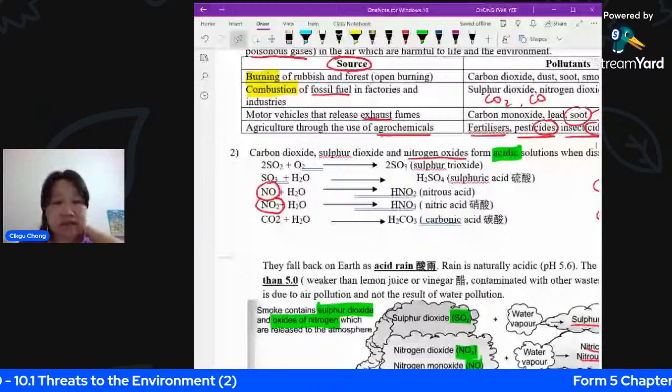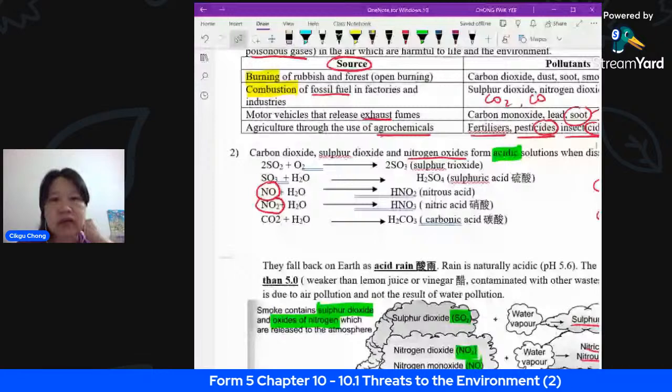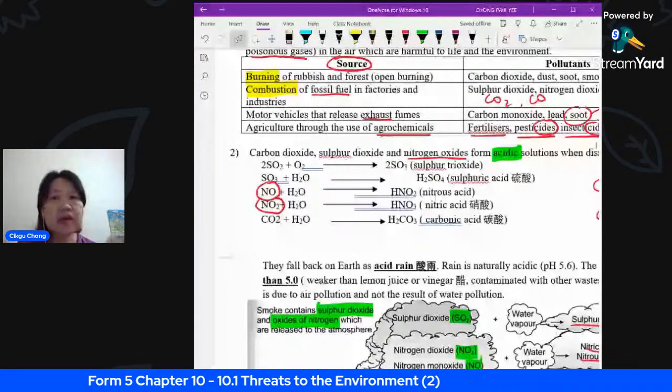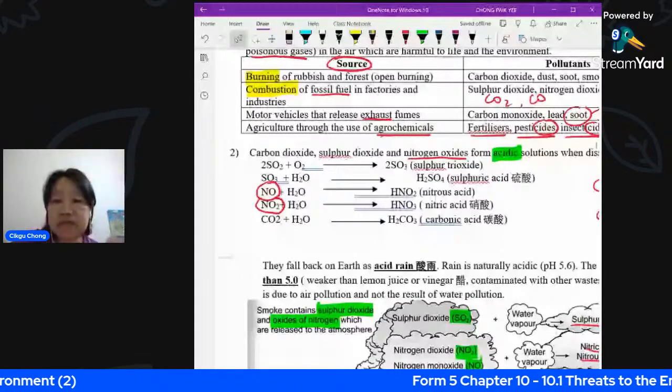Okay, usually rainwater is 5.6. But if you have acid rain, it should be lower because, as you remember, the lower the pH, the stronger the acid. So it will be less than 5. And what is the effect? Later on, you'll see the effect of acid rain on the environment.